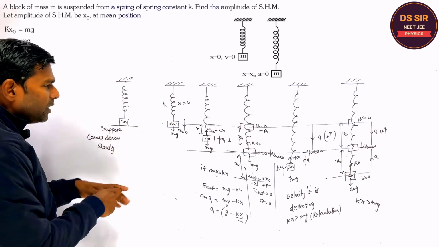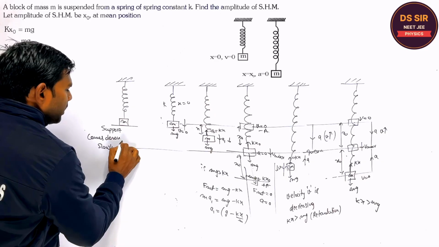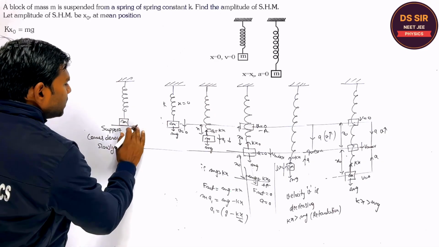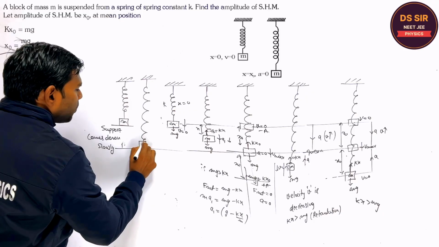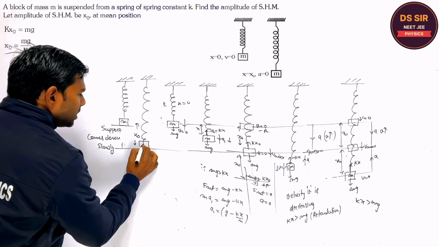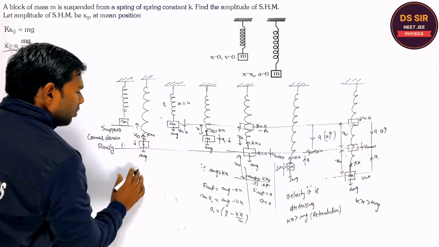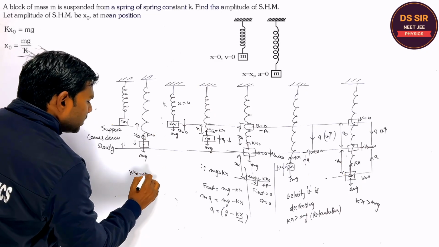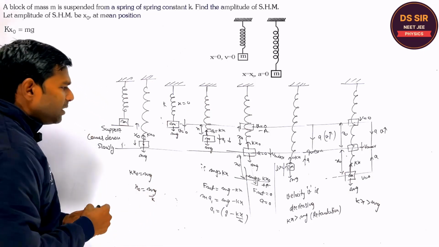It will come down, and at this point, at the equilibrium, there will be sufficient spring force. At this point, the x naught will be there, such that mg and kx naught are equal. All right, so kx naught is equal to what? Say mg. So x naught is equal to what? Say mg by k.